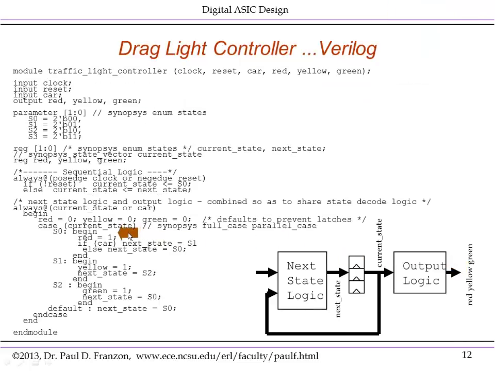So here in state S0, red is 1. That's the output associated with the state. It's a Moore machine, so it's being associated with the state. Then I determine the branching to the next possible state, which is of course the state we'll take in the next clock cycle. If car is high, next state is S1, else next state is S0.